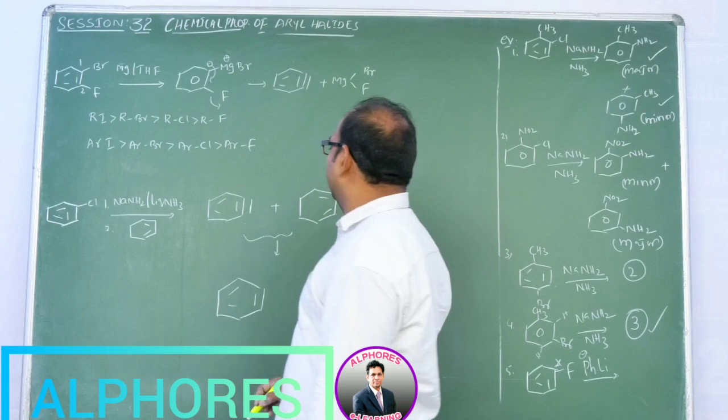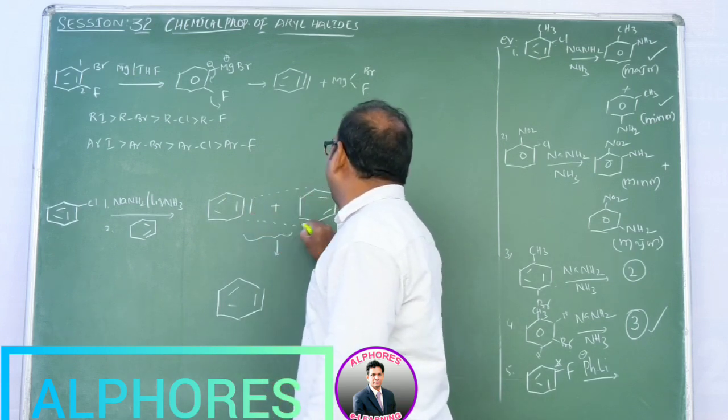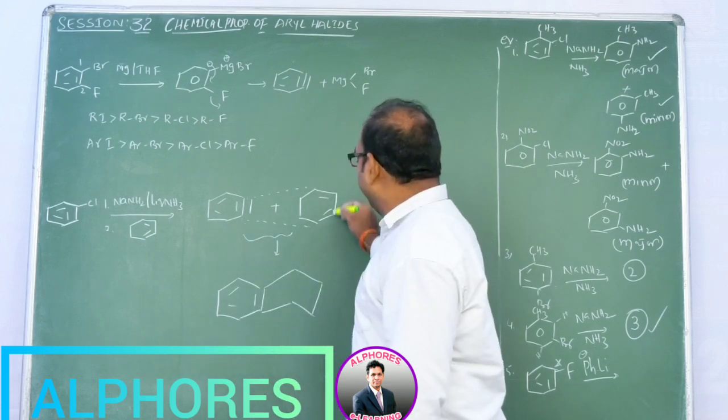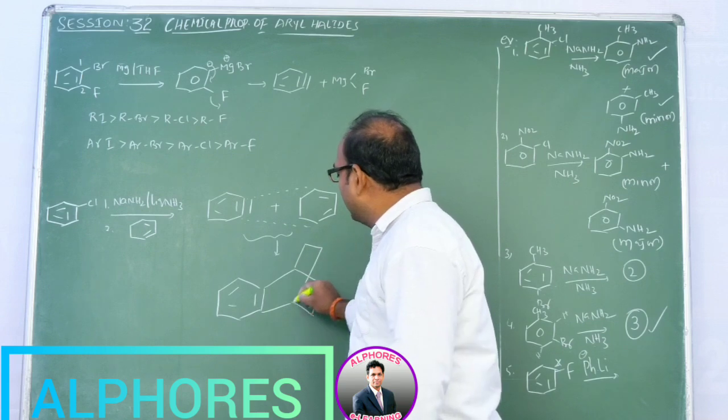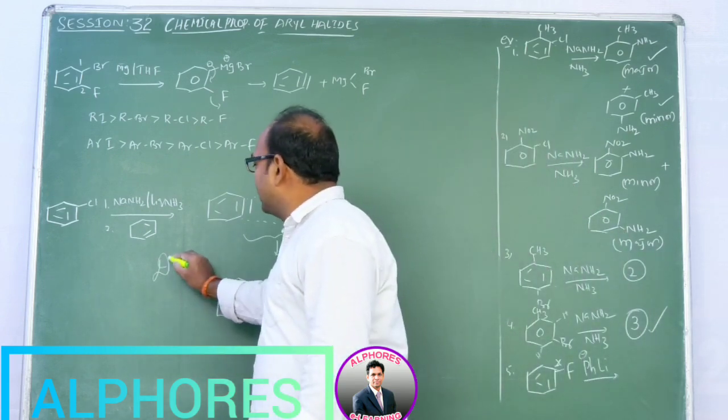Here is the benzyne as such. Now there will be a new bond formation between these two carbon atoms and between these two carbon atoms. And here is the resultant bond. This is the product. This reaction is what we call the Diels-Alder reaction.